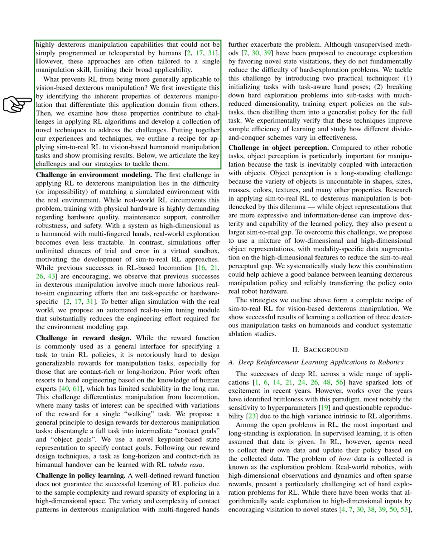To understand why RL isn't more widely applicable to vision-based dexterous manipulation, we first identify the unique characteristics of dexterous manipulation that set it apart from other applications. We then explore how these characteristics create challenges for applying RL algorithms and develop new techniques to overcome these obstacles. By combining our insights and methods, we propose a framework for applying sim-to-real RL to humanoid manipulation tasks and present promising results. We outline several key challenges and our strategies to address them.